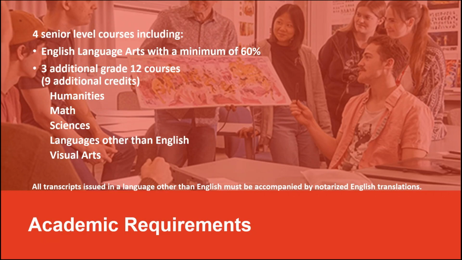So other than that course, then we're looking for 3 additional grade 12 or senior level courses, and they could be from any of those disciplines. So the only one we don't accept is physical education. But other than that, we accept any other, so if you have language courses other than English, we'll accept those as well. Humanities, math, sciences, and visual arts. All transcripts that are issued to you in a language other than English must be accompanied by a notarized English translation.